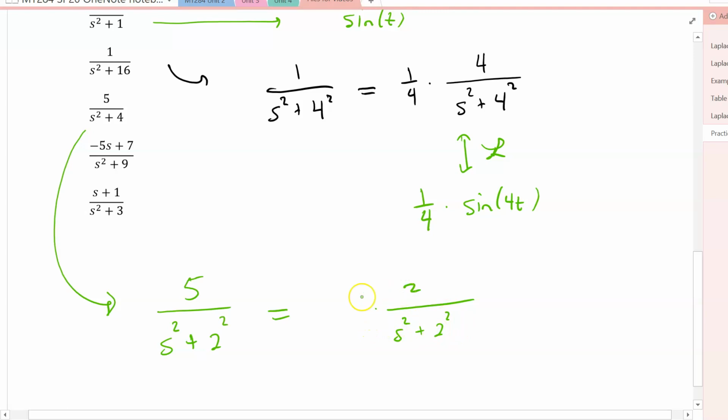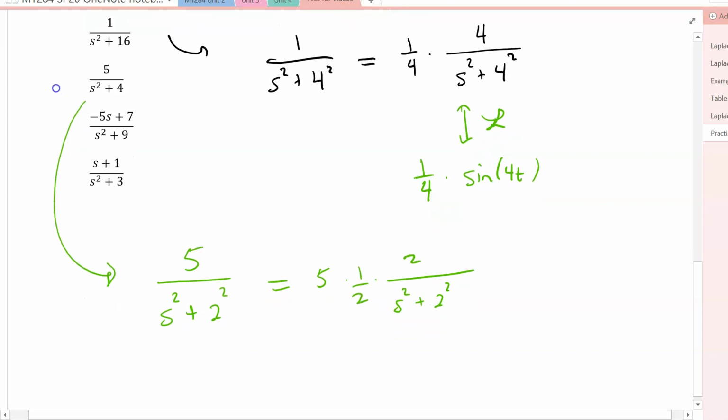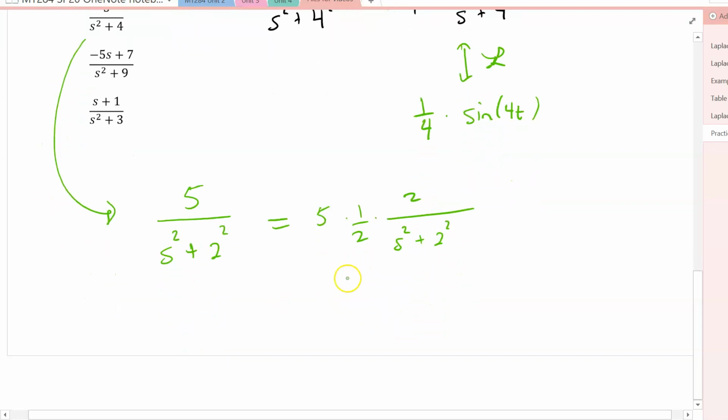But I can't just do that because we already had a 5 on top. Well, we could push the 5 off in the front. That's fine. And then to compensate for multiplying the top by 2, we'd have to multiply by 1/2 or divide by 2. And now that will give us what that's related to. So the 5 times 1/2, we could rewrite that as 5 over 2. And then we know that 2 over s squared plus 4 is the Laplace transform of sine of 2t.